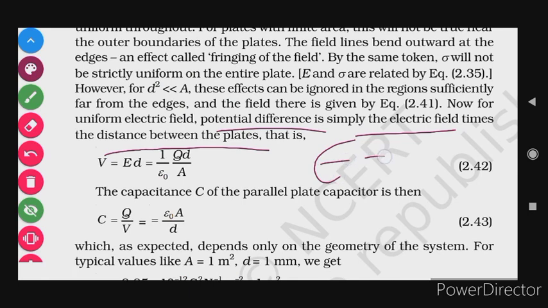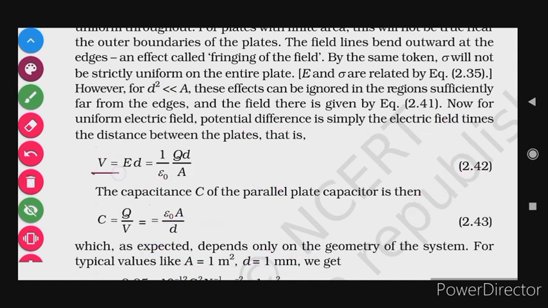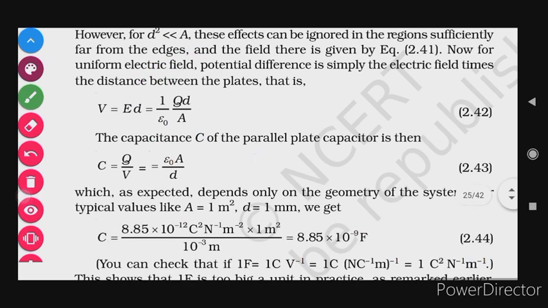You know what the electric field is? The electric field is simply the negative gradient of potential. For a uniform electric field, the potential difference is V and the distance between them is d. So what will the potential difference be? The potential difference will be E times d. Now the value of the electric field from above is Q upon epsilon naught A. I put the value of this times d.